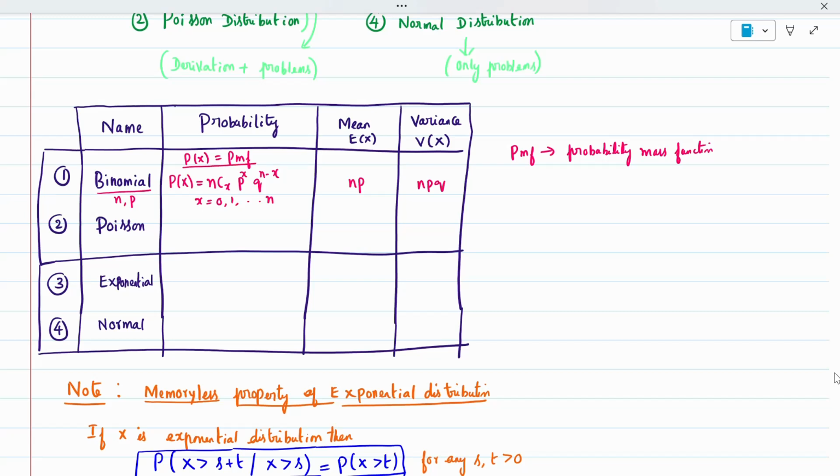In the same way, for the Poisson distribution, only the parameter lambda is given, so I can use a Poisson distribution. The probability mass function is e to the power minus lambda, lambda power x, divided by x factorial, where x is 0, 1, 2, till infinity. The mean for Poisson distribution is lambda, and the variance is also lambda. So mean and variance are the same for a Poisson distribution.